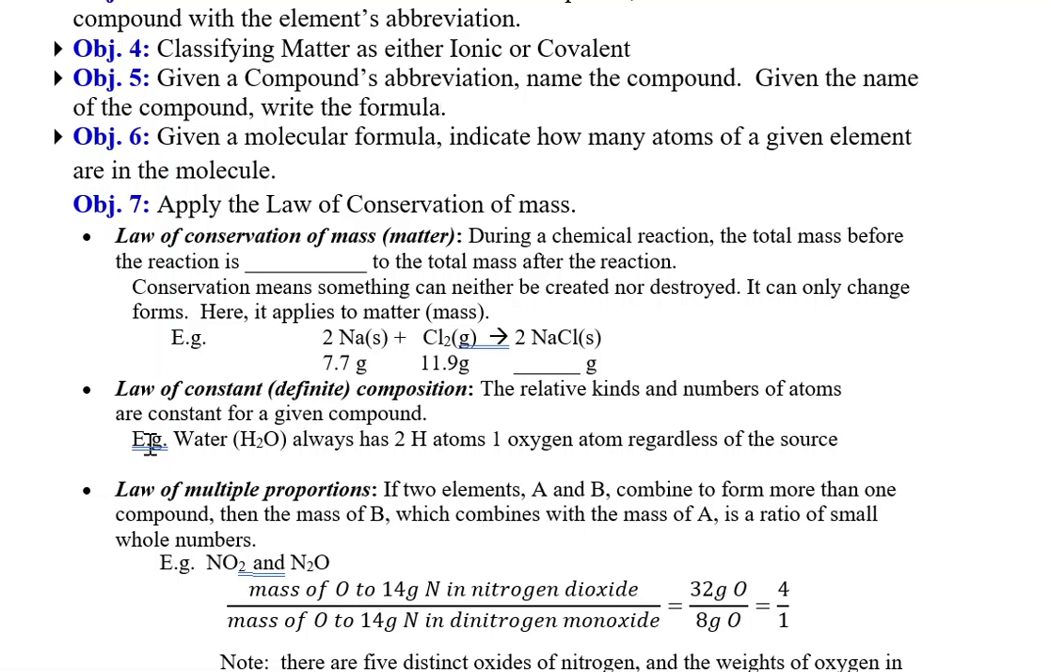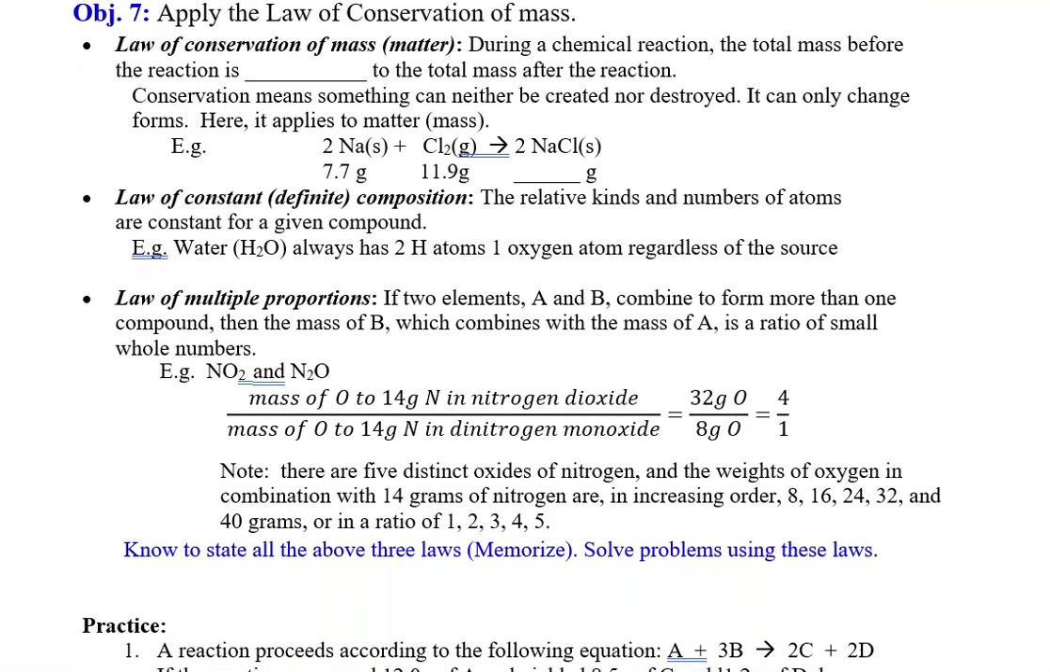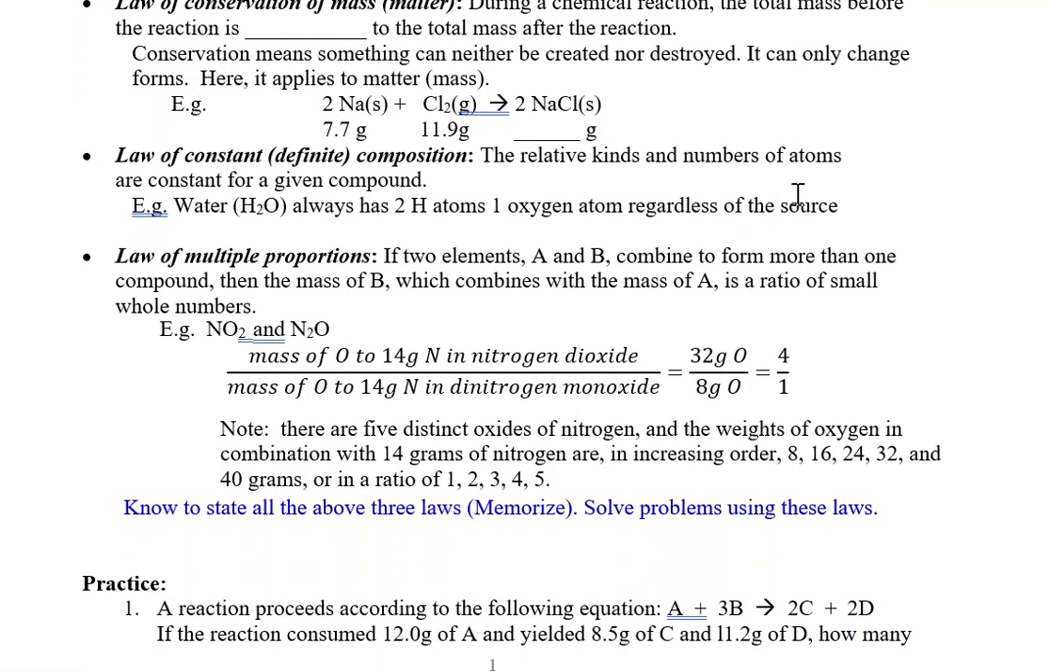All right, let's look at another one. This is the law of constant composition. What this says is this, that the relative kinds and numbers of atoms are constant for a given compound. For example, water always has 2 hydrogens and 1 oxygen. If you have 2 hydrogens and 2 oxygens, that's not water anymore. That's hydrogen peroxide. If you have 3 hydrogens and 1 oxygen, well, that's not water either. That's the hydronium ion. So as long as you have 2 hydrogens and 1 oxygen, that is going to be what water is made up of.